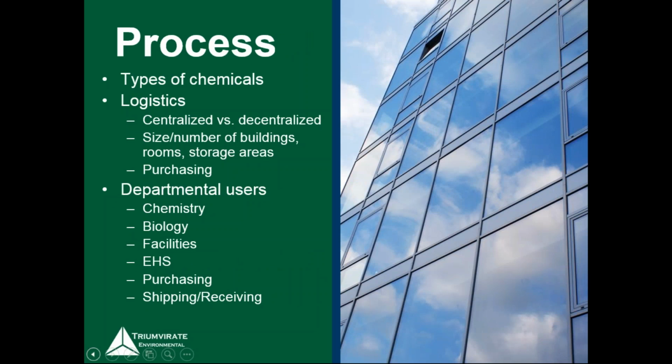So what I mean by the process is really what types of chemicals you're going to be inventorying, what are the logistics going to be behind it, and who are the departmental users that are going to be involved in this. So as far as types of chemicals, the questions you need to be asking is, what are you setting up your chemical inventory for? Or is it just for a flammable permit? If so, are you only going to inventory flammables?